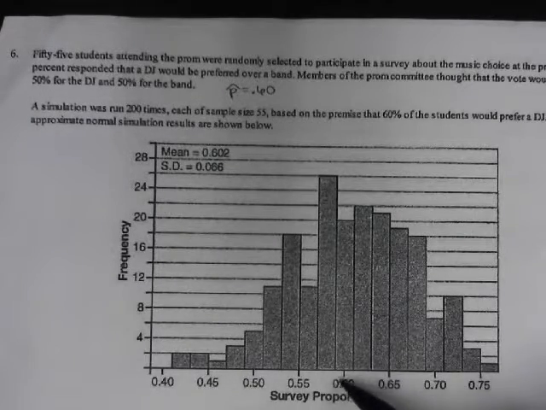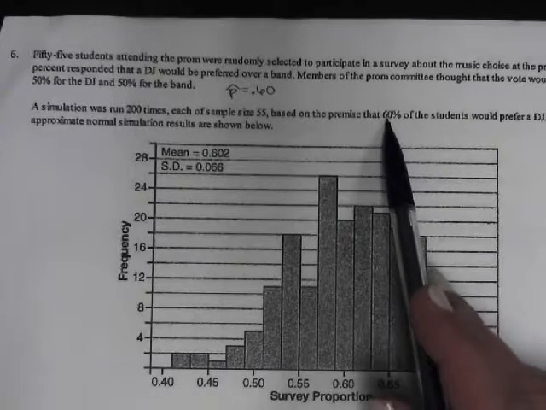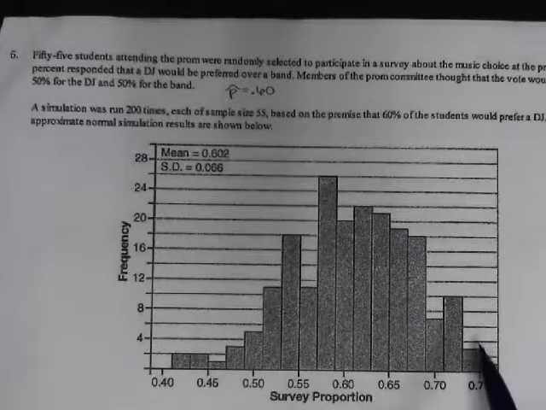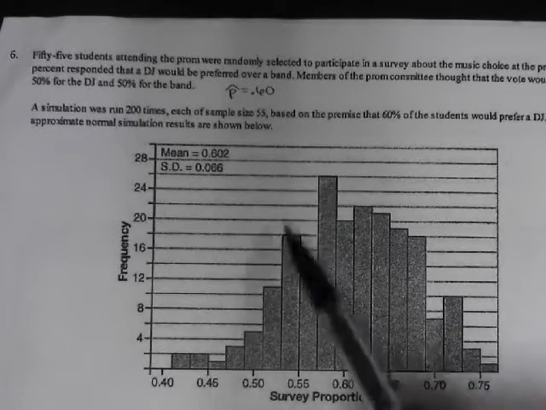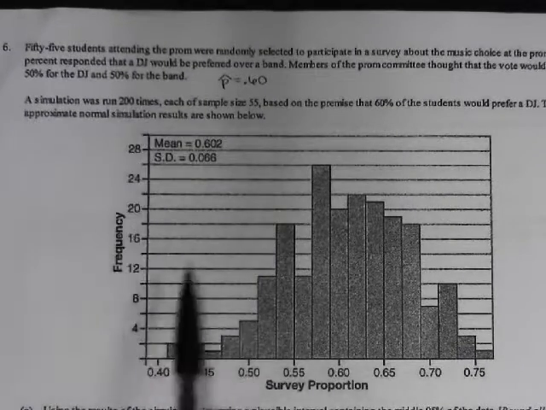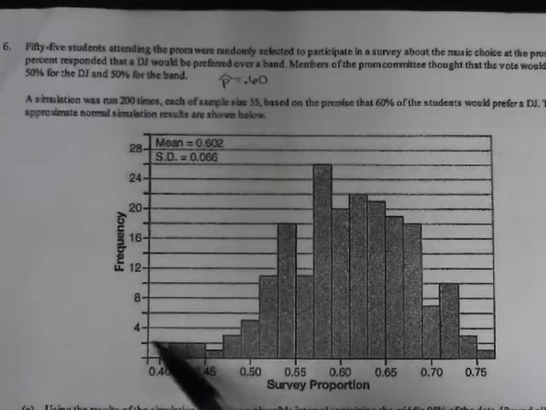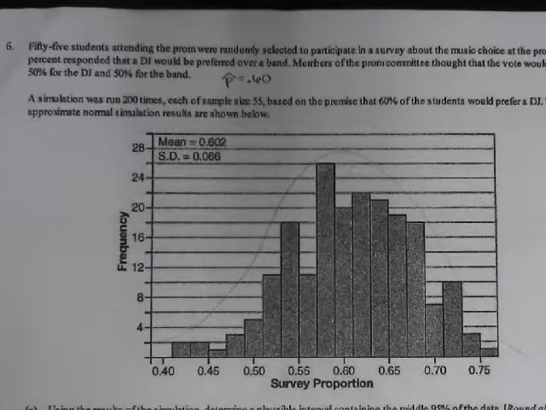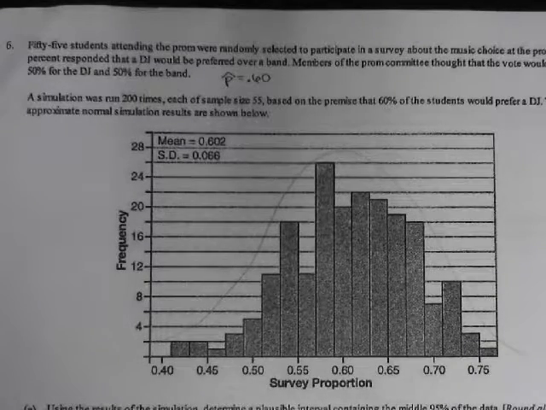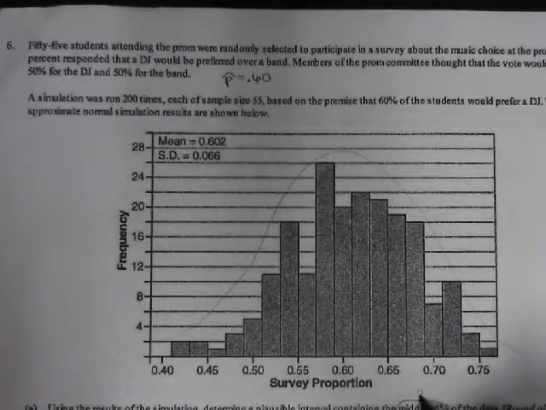So again, if you look at your normal curve, because it was based on the 60% premise, 60 is kind of in the middle of your normal curve. The curve doesn't look as perfectly normal as our previous curve did because we only ran this simulation 200 times. The more you run the simulations, the more normal that will look, but you still kind of got that normal flow. Using these results, determine a plausible interval containing the middle 95% of the data. So the middle 95% of the data is, again, 2 standard deviations.